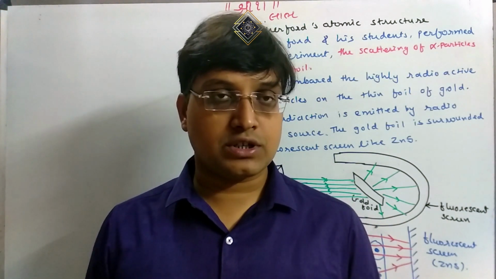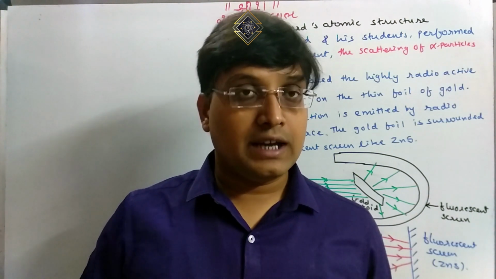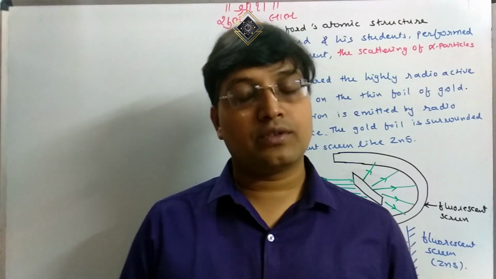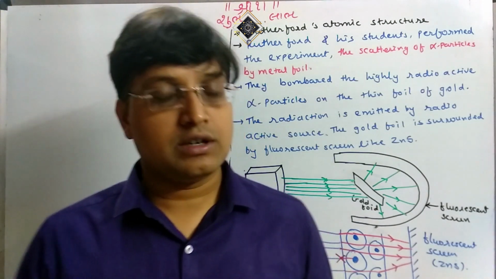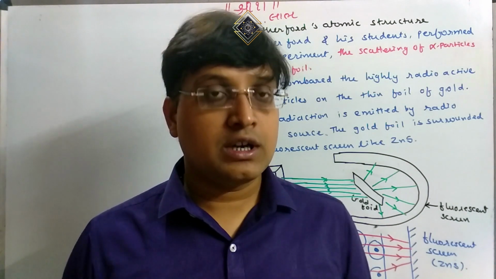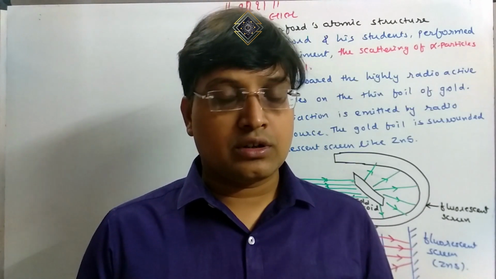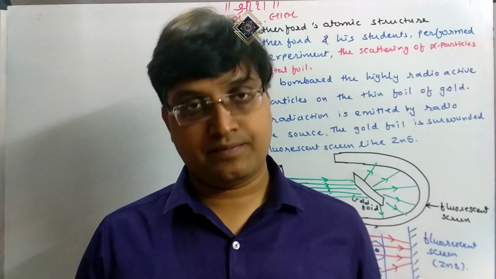On the basis of these observations, he concluded the following. If most of the alpha rays are passing through the gold foil, that means most of the space of the atom is empty. Second, some of the alpha rays are deflected. That means this deflection is due to the extreme repulsion of the alpha particles. Alpha particles have a positive charge. That means in an atom there must be positively charged particles, which show the repulsion.